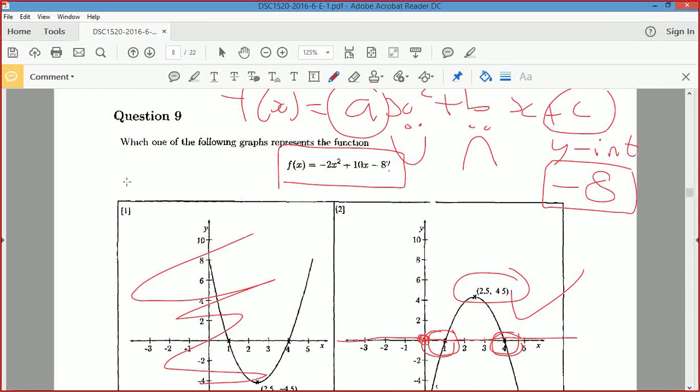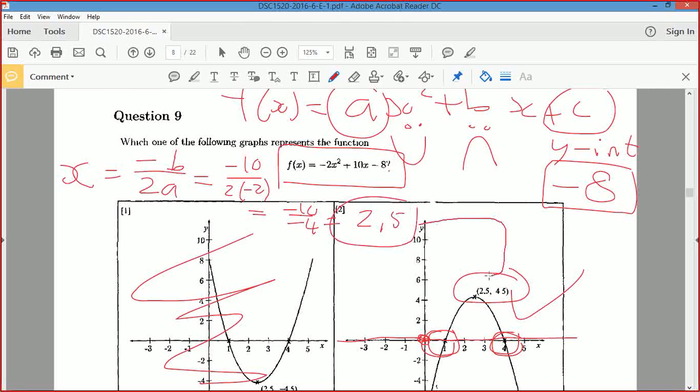You can also check the turning point. I'm just going to show you how to do that. Turning point we spoke about on Tuesday as well. x equals minus b over 2a. So what is my minus b? It's plus 10, so it's minus 10 over 2a. A here is minus 2, so 2 times minus 2. What's minus 10 over minus 4? Plus 2.5. There's the x value of your turning point.